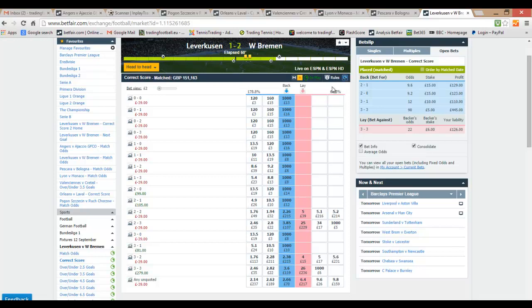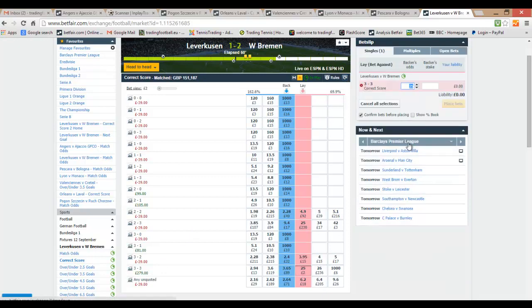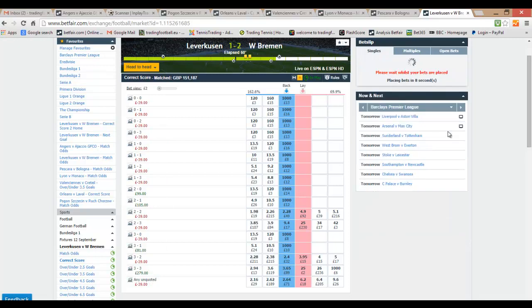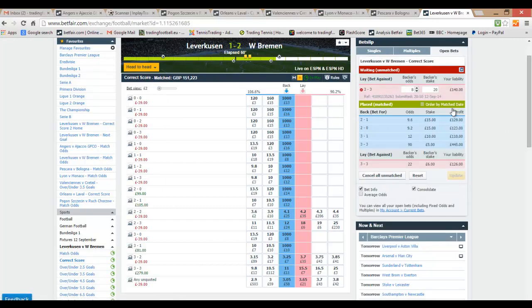So the score goes to 2-2. Now the 3-3 scoreline, which about 5 minutes previously I'd been looking to lay at 22s, has now come in. The market hasn't reformed or settled down properly yet. You can see there's an offer to lay at 23s, back at 3.65. There it goes, settling down a bit.